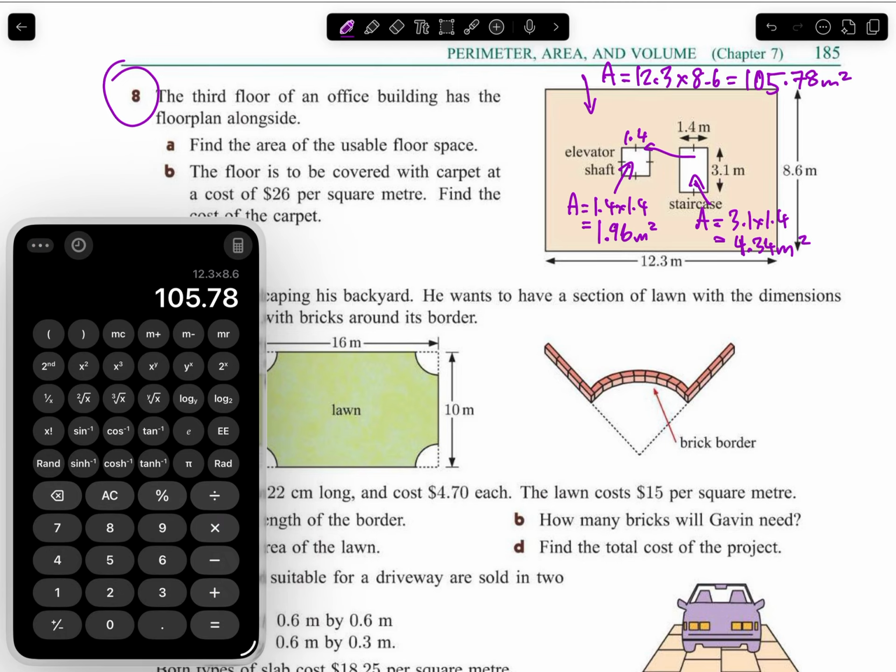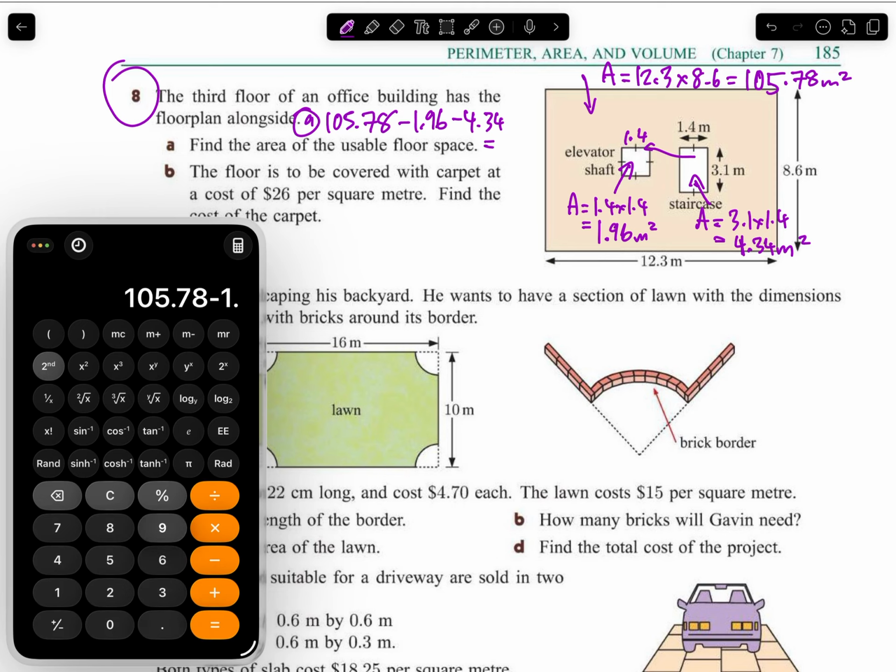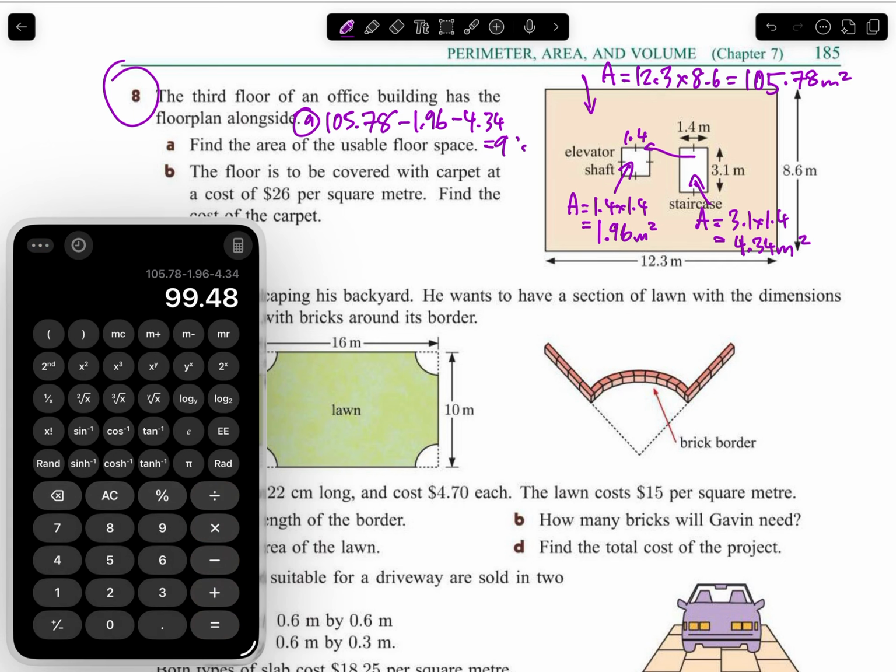So find the area of usable floor space. A is going to be 105.78 minus 1.96 minus 4.34, which is 99.48 square meters. The floor is to be covered with a carpet at the cost of $26 per square meter.